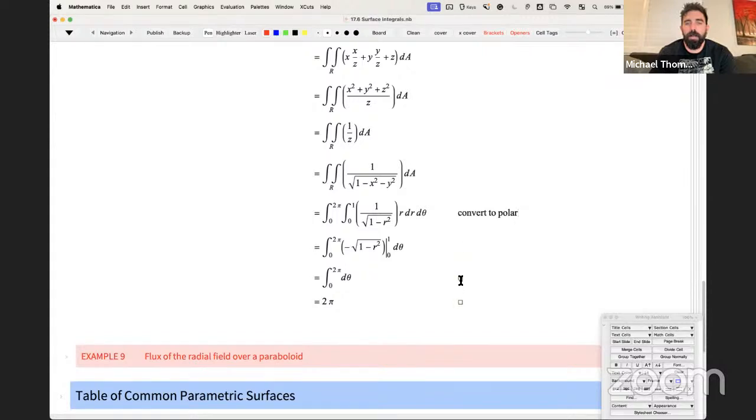I'll let you work through the specifics, but I do want to point out that we do get a positive answer. We get a positive flux. Okay, so this is basically a measure of how much substance passes through that surface per unit time, just so you know. 2 pi. All right, we were expecting it to be positive.